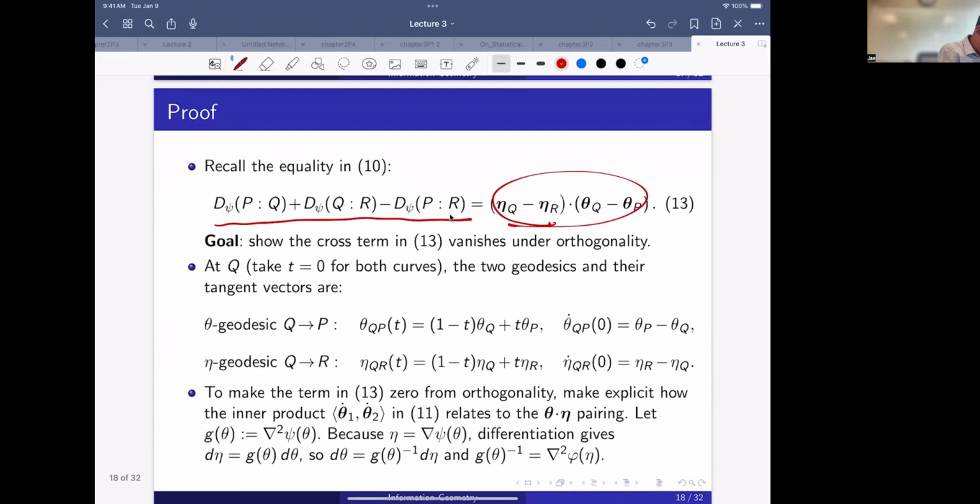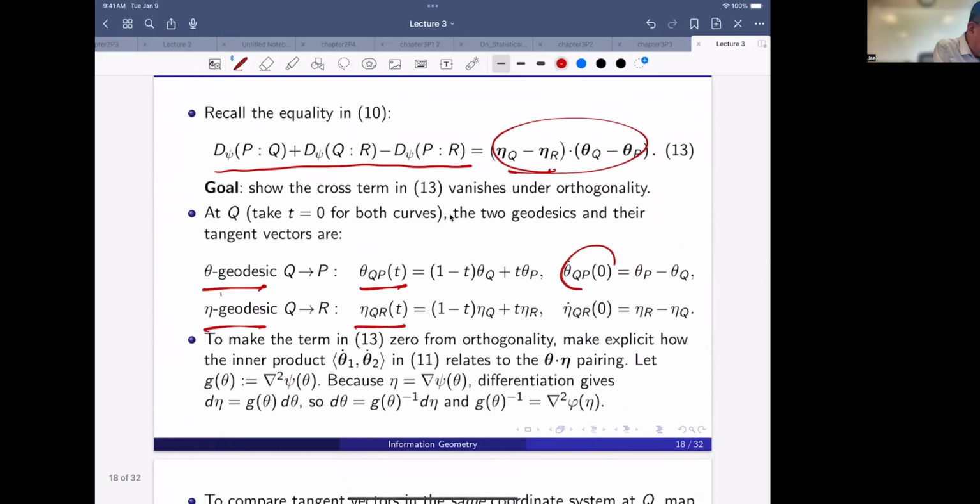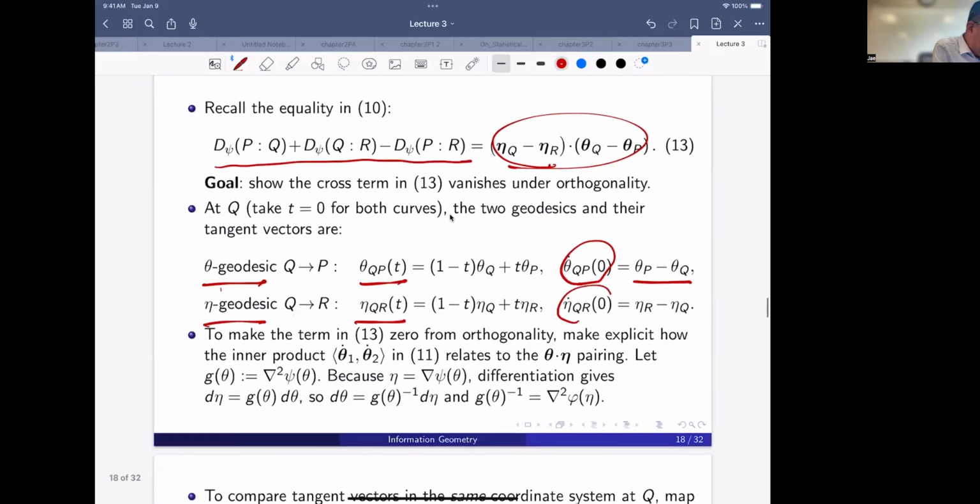So remember, we constructed this zeta geodesic and eta geodesic line already, right? So the tangent line, the slope is essentially zeta p minus zeta q for the zeta geodesic, and in the eta geodesic, this is eta p minus eta q. So to make this term in equation 13 zero from orthogonality, we make explicit how the inner product in 11 is defined.